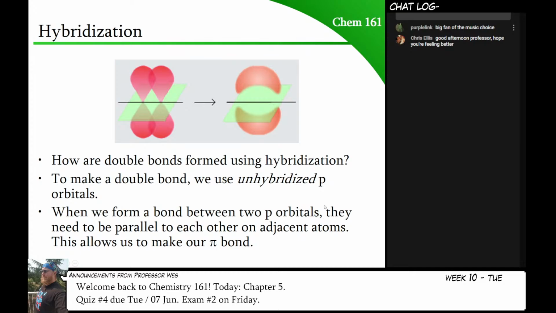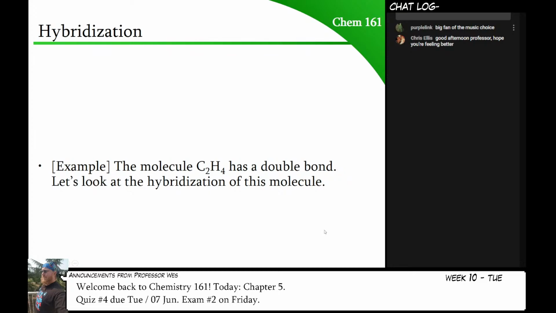So, when we hybridize, I'm just going to exclude however many p orbitals I need to make a pi bond. If I need to make 1 pi bond, I'll save 1 p orbital. If I need to make 2 pi bonds, I'll save 2 p orbitals. So that's going to look like this.